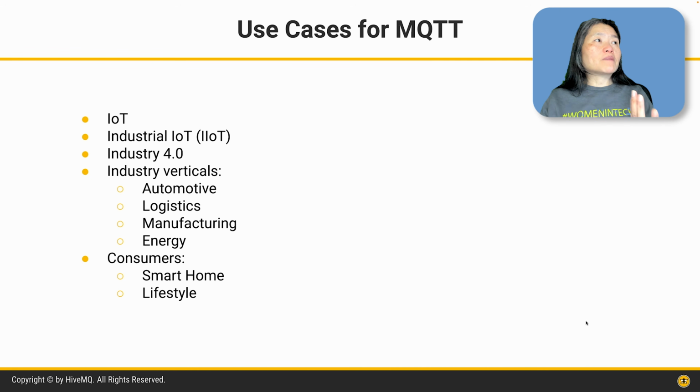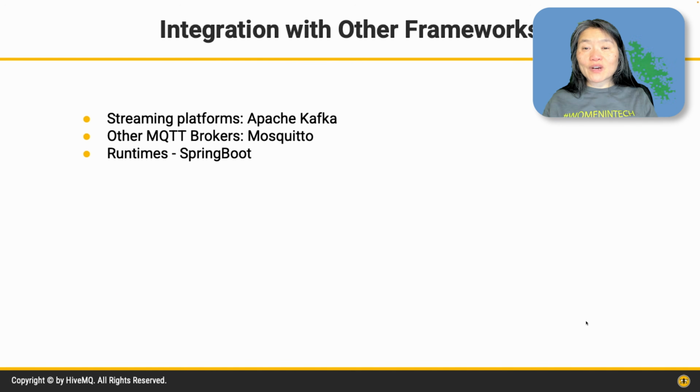And use cases for MQTT, right? As I already mentioned in the very first slide: IoT, industrial IoT, Industry 4.0, the automotive industry, logistics, manufacturing, energy, the list goes on. At the consumer level, smart home and lifestyle, all these things. And you can integrate with other frameworks, and that's what we want to talk about: for the Spring Boot runtime, through Spring Integration, you can fetch MQTT data too.